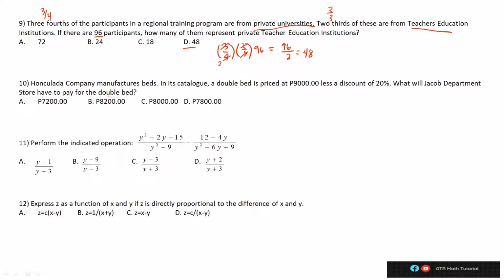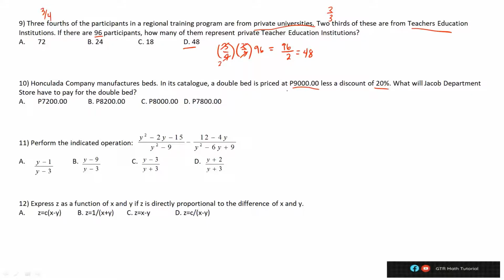Okay, so next. So medyo madadali pa, no? Okay, so number 10. Honculada Company manufactures beds. In its catalog, a double bed is priced 9,000 pesos less a discount of 20%. Yan, tungkol lang sa discount to. So what will Jacob Department Store have to pay for the double bed? So pag nagko-compute tayo ng discount, isasubtract lang natin yung 20% ng 9,000.